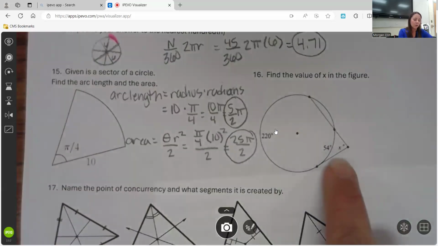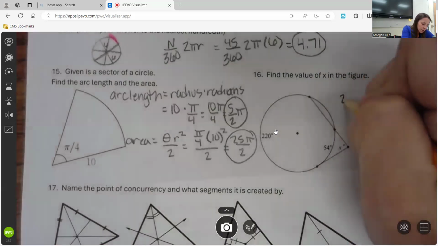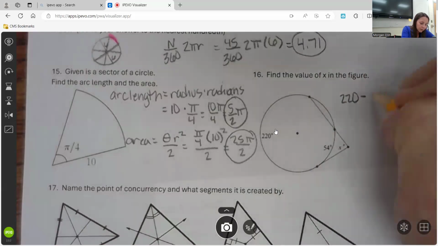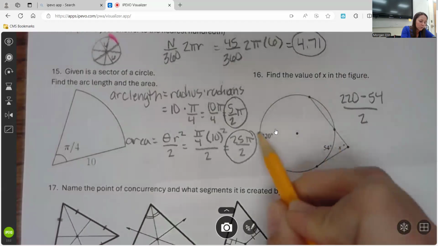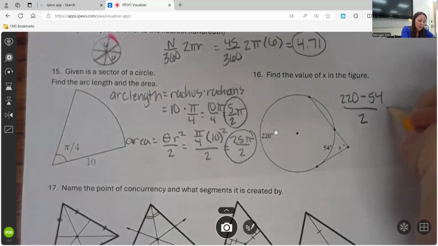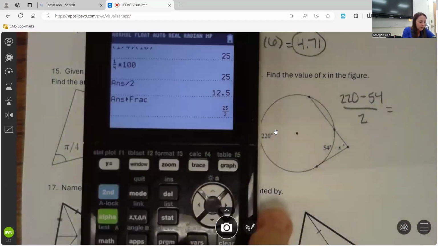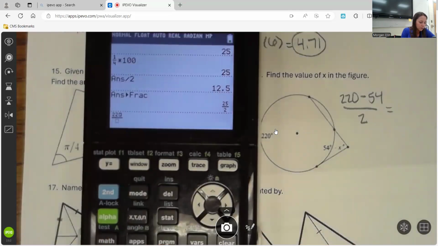Now find the value of x. Notice this is an angle on the outside. You do the far arc, so 220 minus the close one, 54, and divide by 2. And I actually have these two arcs, so I'm good. And so when I throw that into my calculator, 220 minus 54, and I divide by 2.